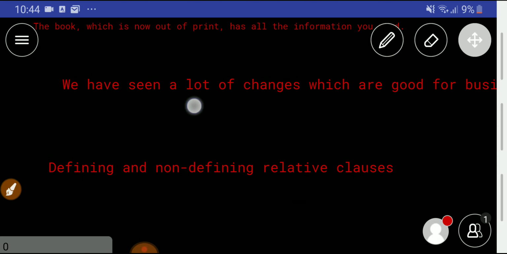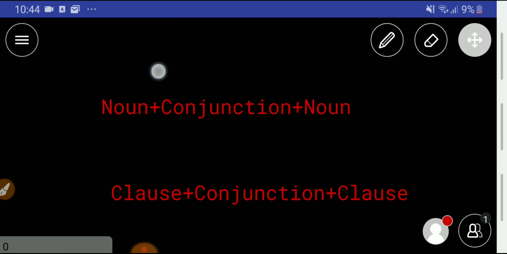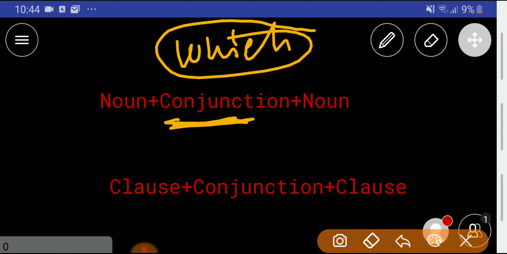But here, "which" is directly defining these changes, right? So in the case of defining relative clauses we will not use a comma, but in the case of non-defining relative clauses we will use a comma. So we have come to the conclusion that "which" can never be a conjunction. A conjunction doesn't modify any noun or pronoun, but "which" is used as a relative pronoun, which can modify a noun or pronoun, right?